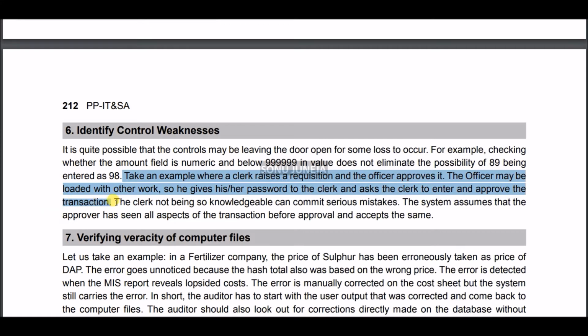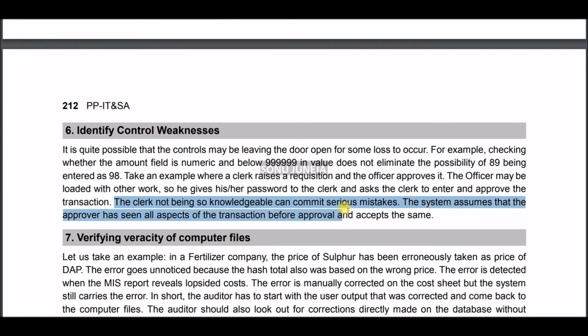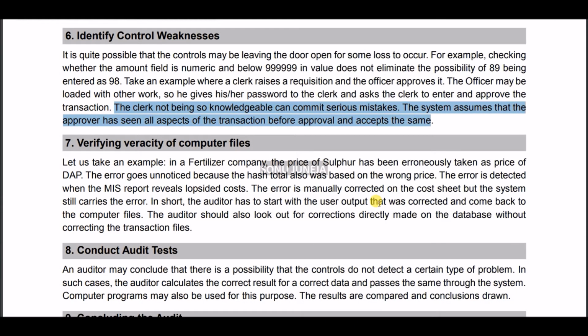Now the clerk, not being knowledgeable, can commit serious mistakes. The system assumes that the approver has checked the transaction before approval. The reason it's said कि आप अपने ID password share ना करें. So they are like a toothbrush to you. You don't want to share your toothbrush with anyone.